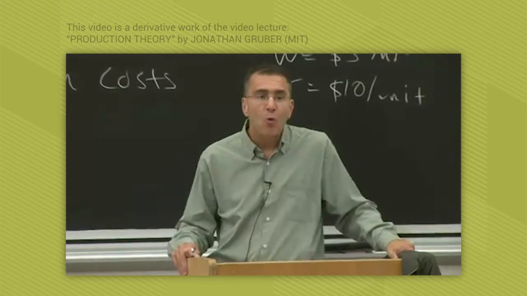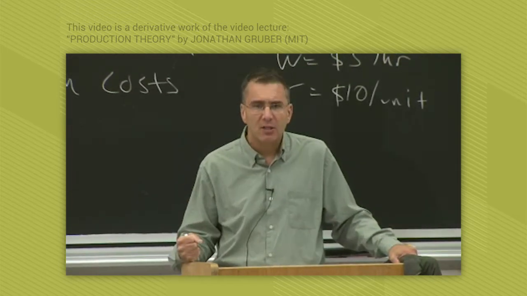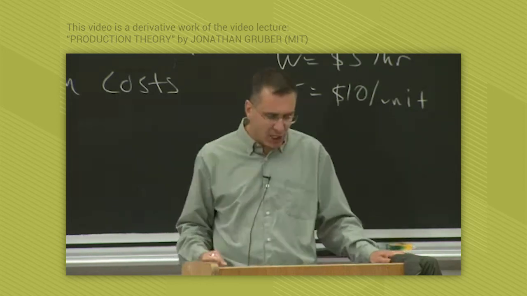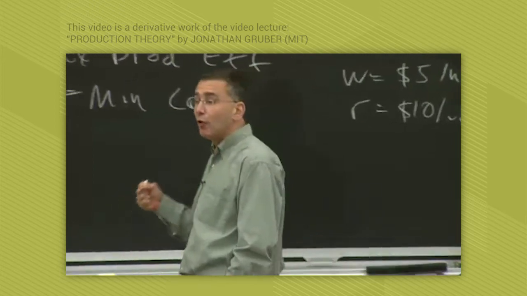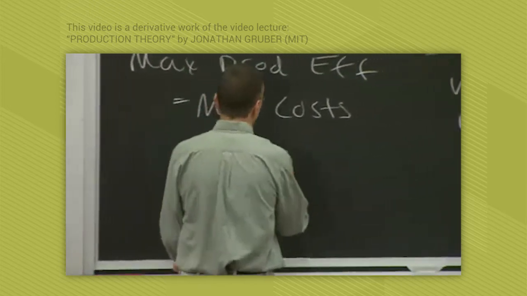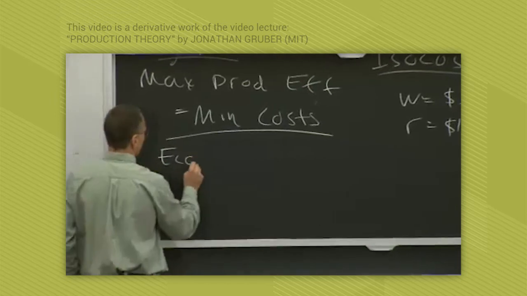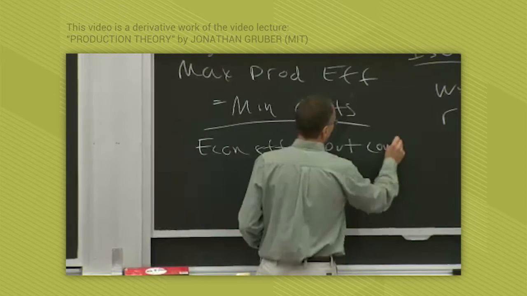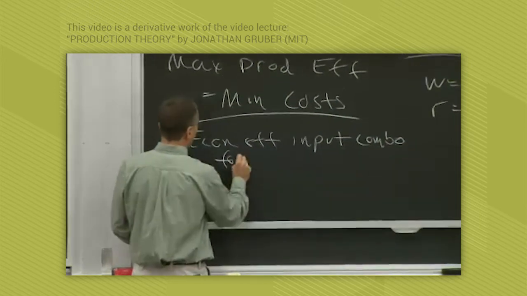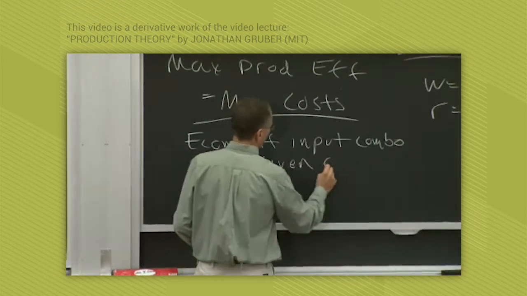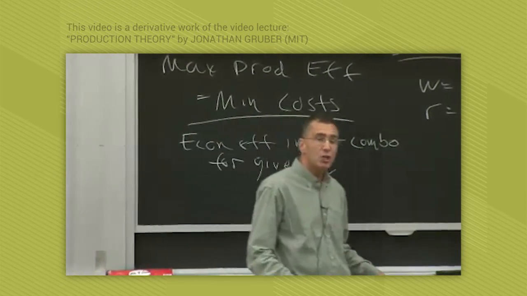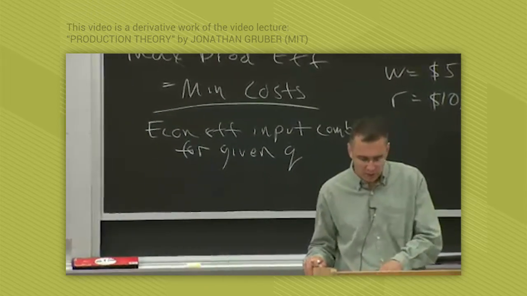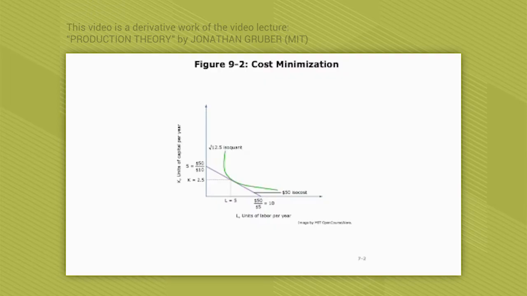then figure out what is the economically efficient combination of inputs for the firm to use. Okay? The economically efficient combination of inputs for a given level of output. So the economically efficient input combination for a given level of output is going to be determined by the tangency of the isoquant with the isocost, as you see in figure 9.2.